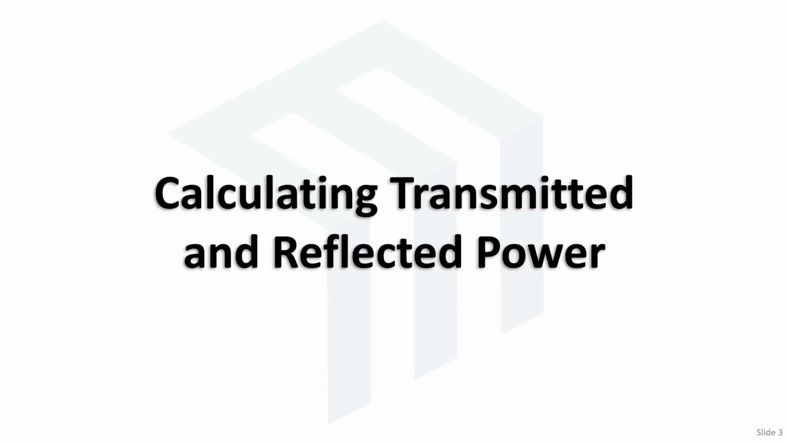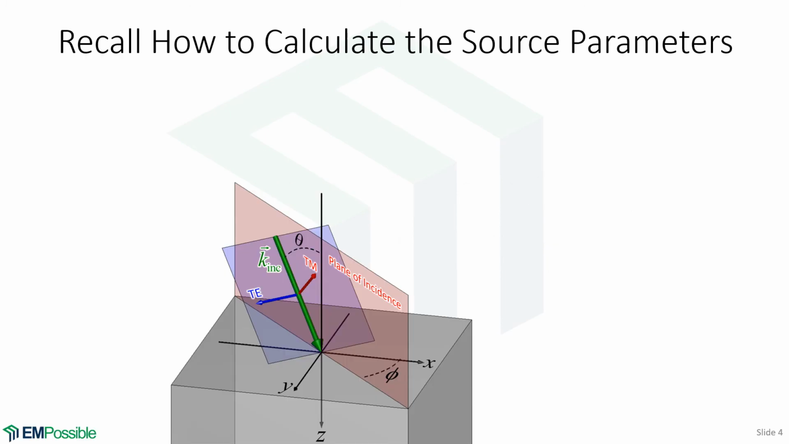Calculating transmitted and reflected power. One of the first things we need to do is calculate the source. In this picture, I'm showing an incident wave, incident onto an interface. And so all the layers would be going vertically in this case. There's a TE direction for polarization, a TM direction. We have our angle of incidence theta. We have this angle phi off of the x-axis. And of course, we have our plane of incidence. And so that's the basic geometry.